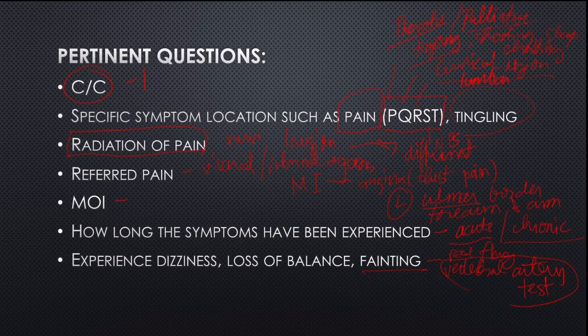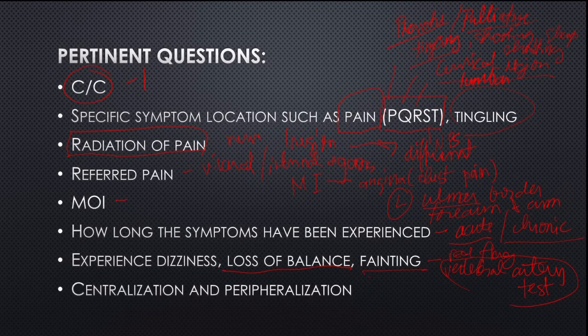Because if there's loss of balance, there could be more injury to the patient if it resulted in falls. Okay. Then, the highlight for this slide are these two terminologies. I believe this is the first time you heard of centralization and peripheralization. Okay, so this is just a basic concept of these two. One of these two simply means that the pain is somehow contained.